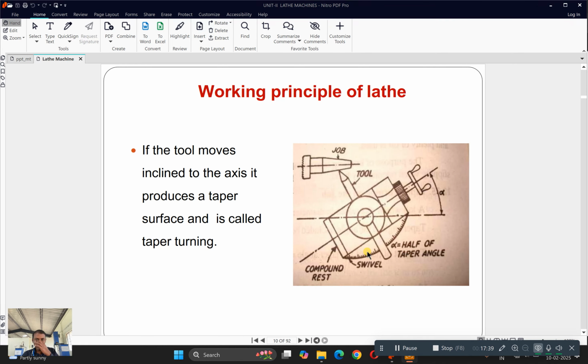The next one, for taper jobs, for machining taper surfaces, we will be rotating the tool post at a certain angle, or we will be rotating the compound rest. There is something called the compound rest swivel, and based upon the angular requirement, there is a calculation for finding out the angle required for machining this taper job. If the compound rest is tilted to that particular angle, we will be able to produce a tapered job.